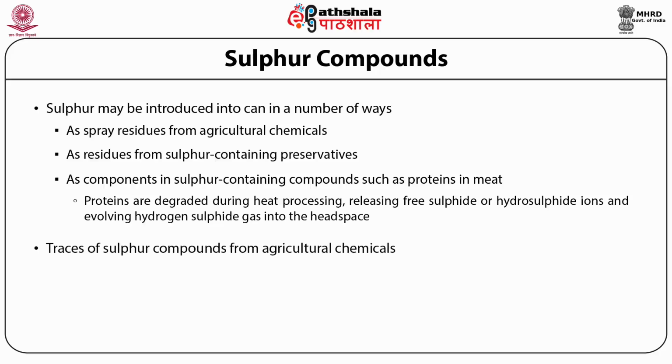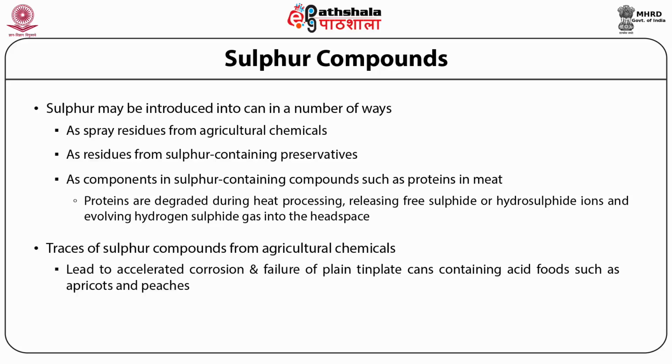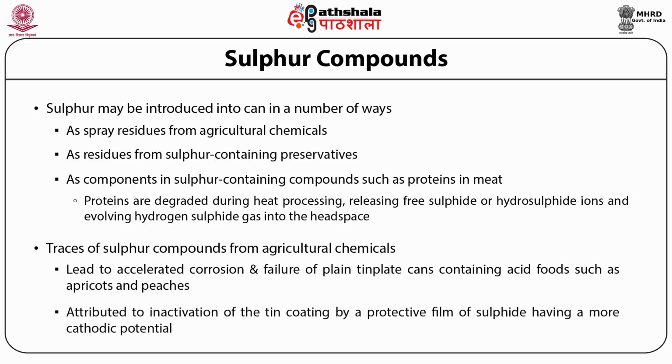Trace amounts of sulphur compounds from agricultural chemicals can lead to accelerated corrosion and failure of plain tin plate cans containing acid foods such as apricots and peaches, and pitting corrosion can also occur. This has been attributed to inactivation of the tin coating by a protective film of sulfide having a more cathodic potential. As a consequence, there is a significant reduction in tin dissolution rate and no electrochemical protection of the steel by the tin.